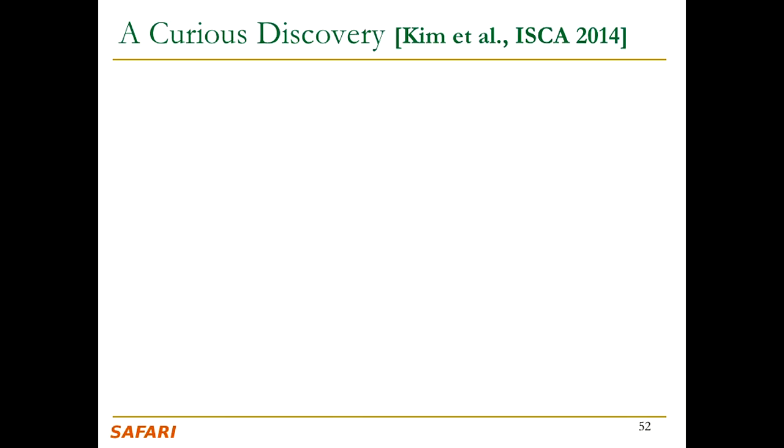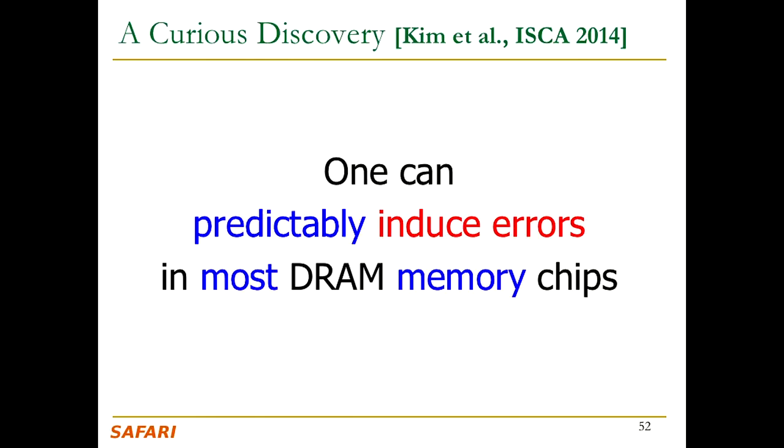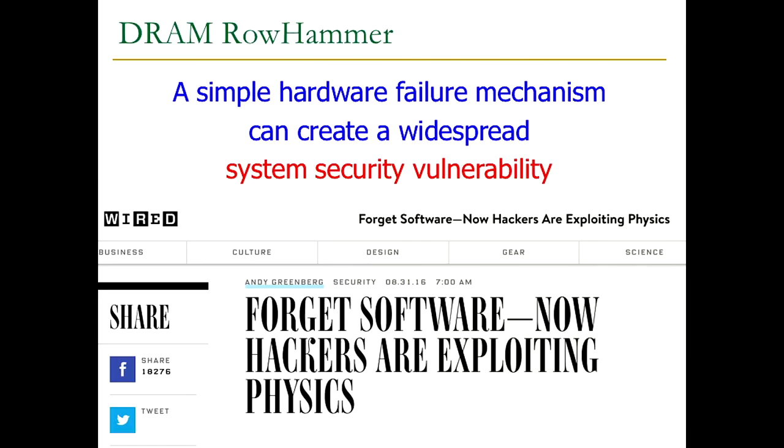But basically, while my students were testing these chips, one of the things they discovered, based on our experience with flash memory, because we knew that there were a lot of read-disturb effects in flash memory, is that you can actually do read disturbance in DRAM also. You can predictably induce memory errors in most DRAM memory chips. And you know this problem. This is the RowHammer problem. I'm going to go through this relatively quickly because you've seen it.